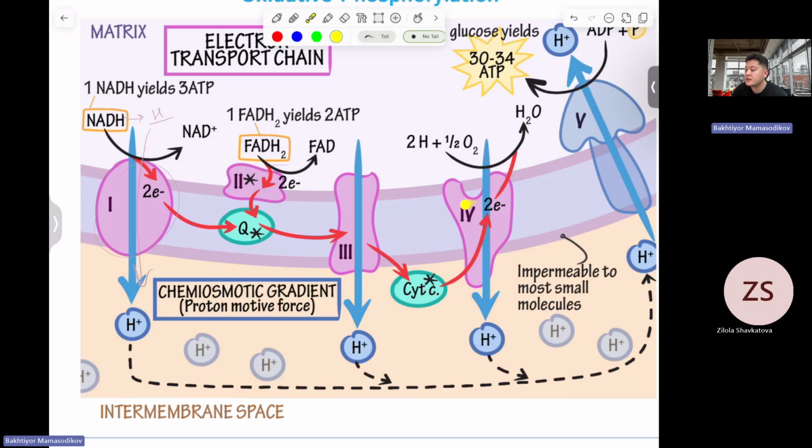It's complex 4. This is the complex 4. Electrons meet. You see, the electrons traveled to the second and the first, and they join together. They move to the third, which pumps the hydrogen to the outside. And from the third, those electrons are moving with cytochrome C to the fourth complex. And all those electrons from the first came to the fourth one. All the electrons are collected here, where all electrons meet.